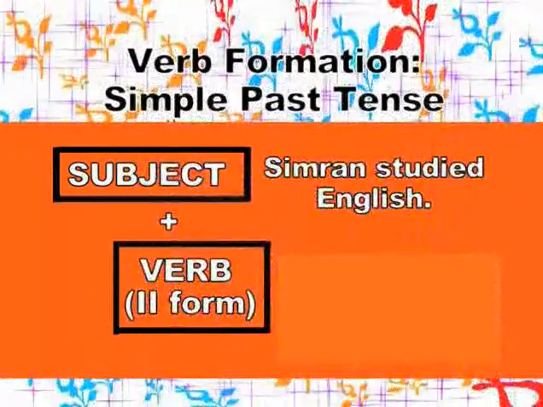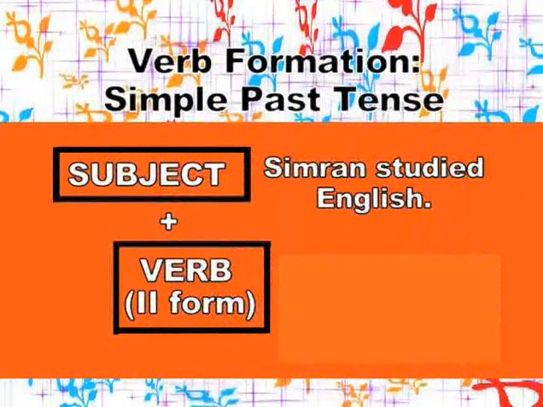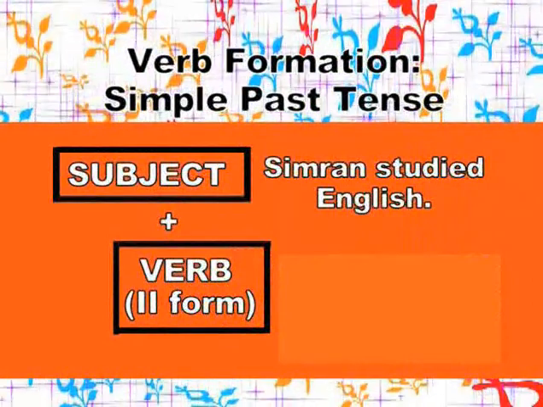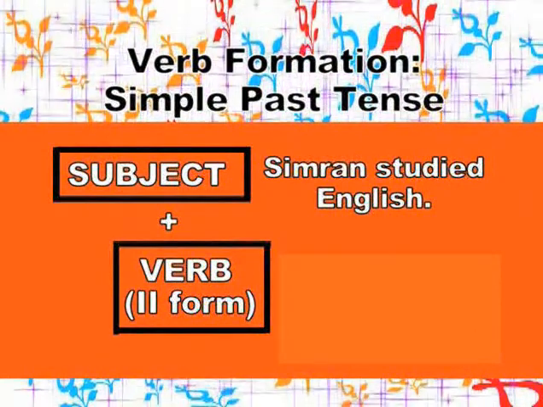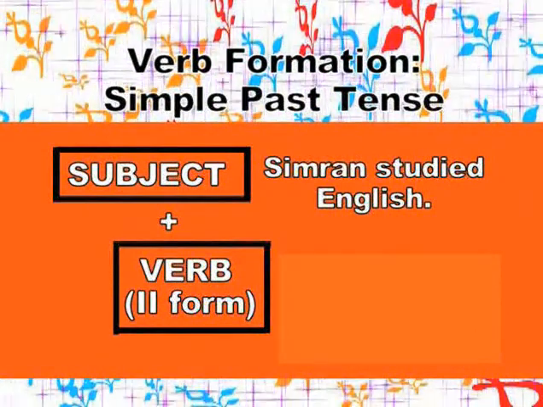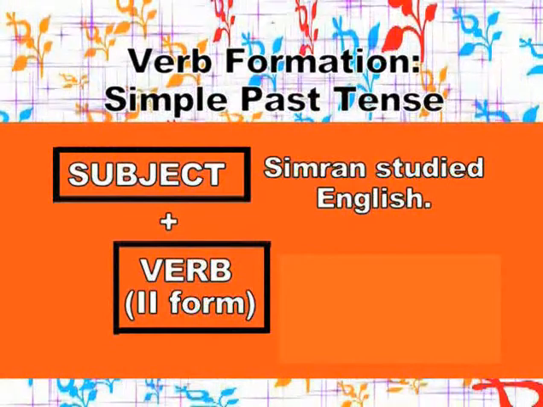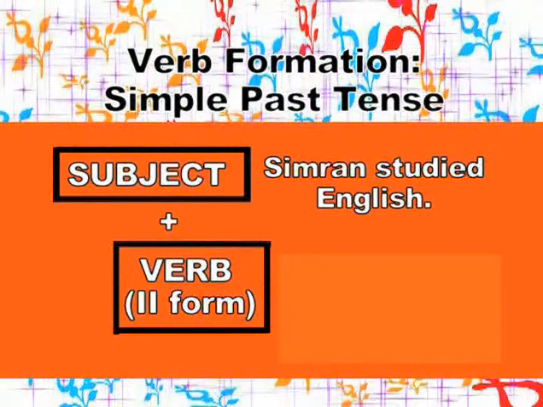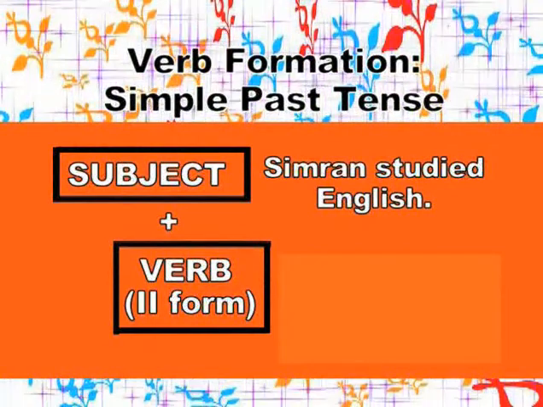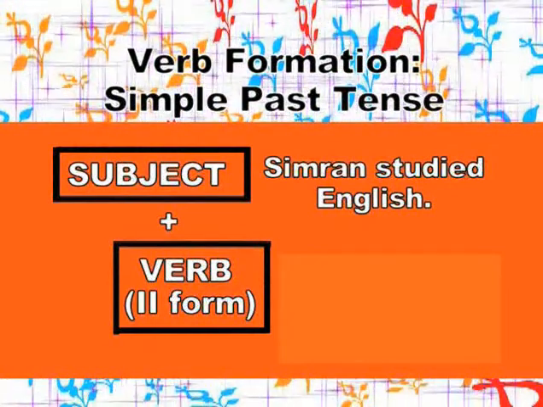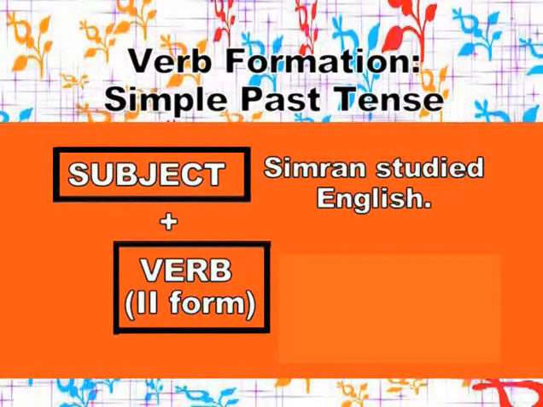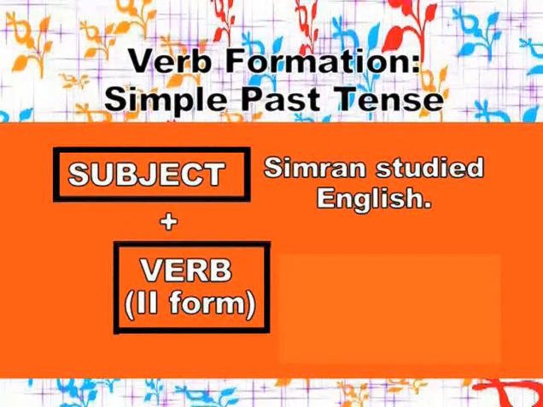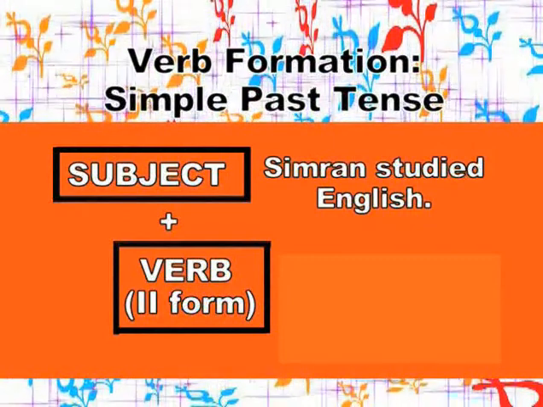Let's talk about the verb formation in simple past tense. First we have the subject, like Simran, followed by the second form of the verb. For example, Simran studied English. Simran followed by the verb in its second form. This is the verb formation in the case of simple past tense.